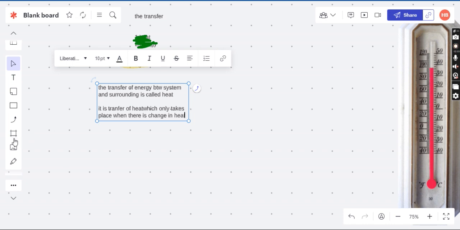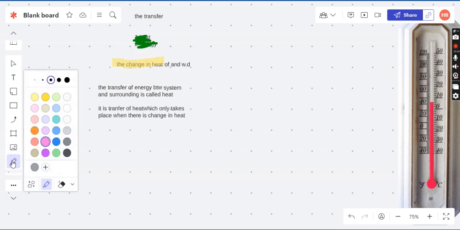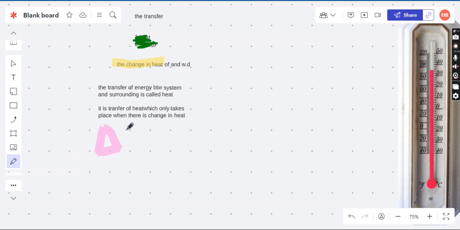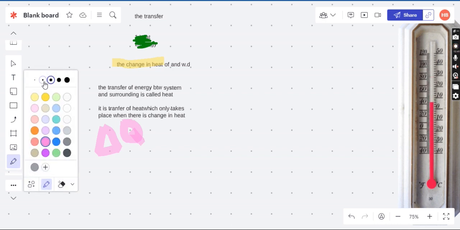Which is delta Q. First of all, the symbol of representation of heat: heat is usually represented by delta Q. The SI unit of heat is joule, and the most frequently used unit of heat is calorie. 1 calorie is equal to 4.18 joule. So these are some of the basic points about heat.